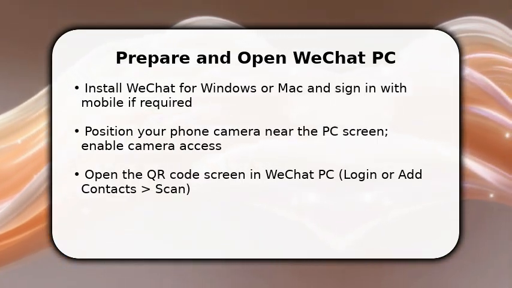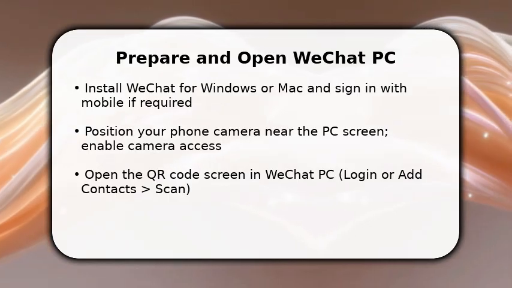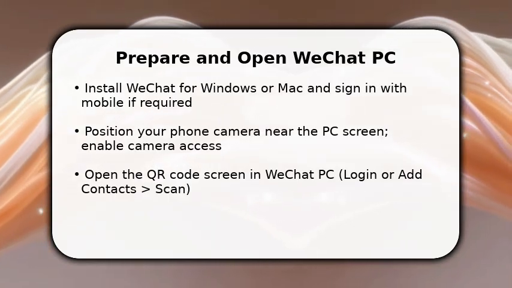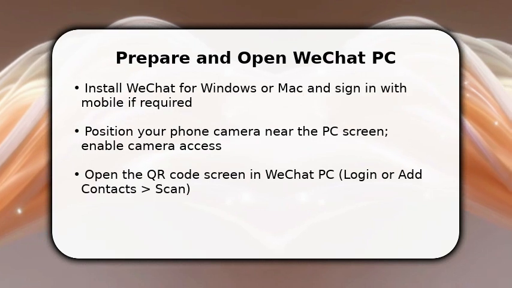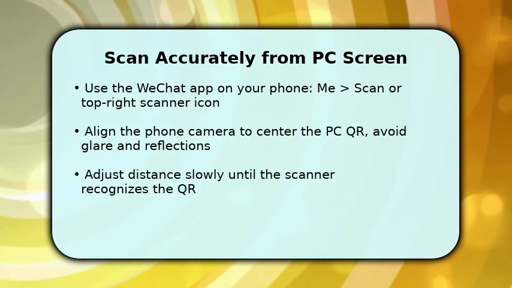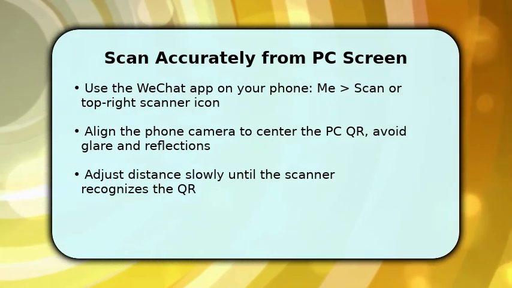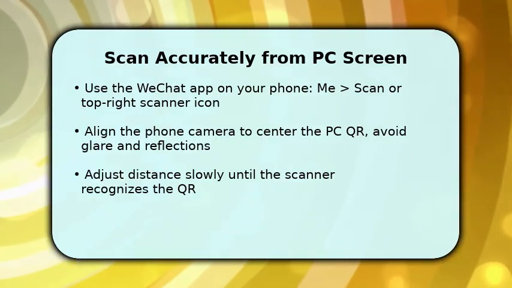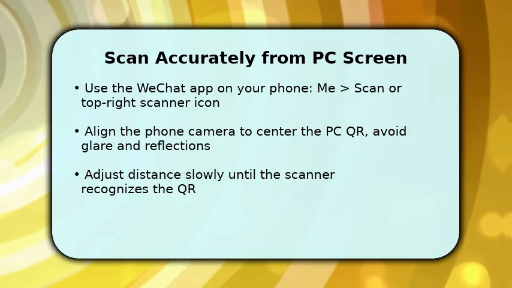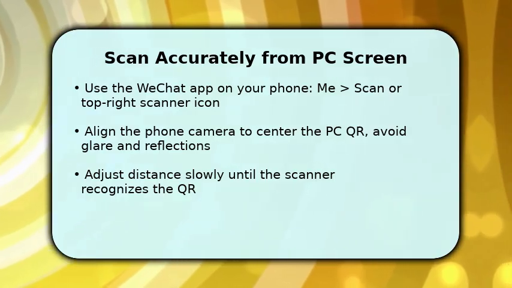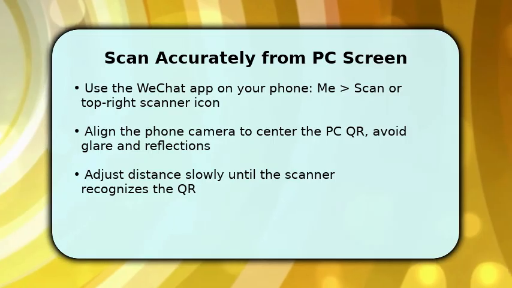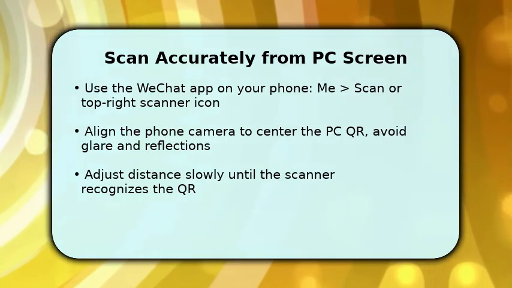If you signed in before, switch accounts or open the specific scan dialog. That ensures the code on screen is live and scannable. You now perform the actual scan. Open the scanner in WeChat Mobile, tap Me then Scan or use the camera icon, then point the phone at the PC QR. Move closer or farther until the camera autofocus locks.